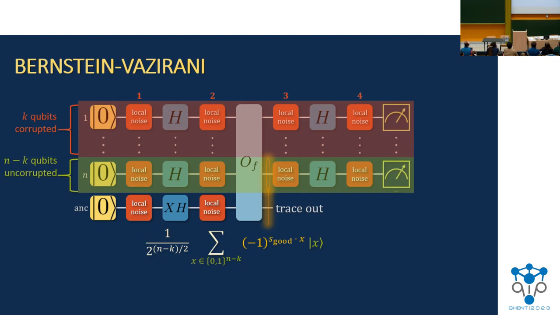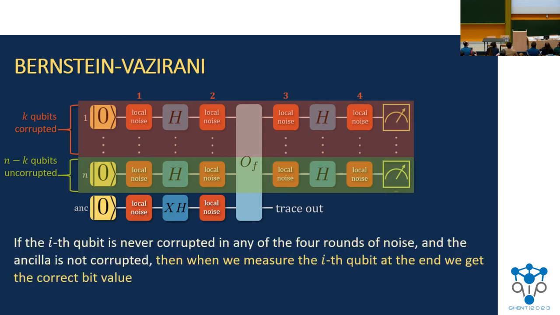Now if I Hadamard and measure, I end up with just the substring of S corresponding to the qubits that weren't corrupted. So the takeaway is that if a particular qubit i is never corrupted in any of the 4 rounds of noise, and furthermore the ancilla is not corrupted, then when we measure that particular qubit at the end, we get the correct bit value. And the probability this happens, well, there are 4 layers of noise, and then there are also the 2 layers of noise applied to the ancilla, for a total of 6 events.